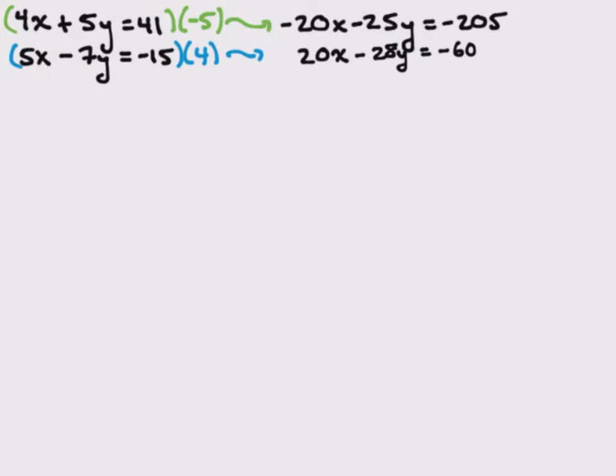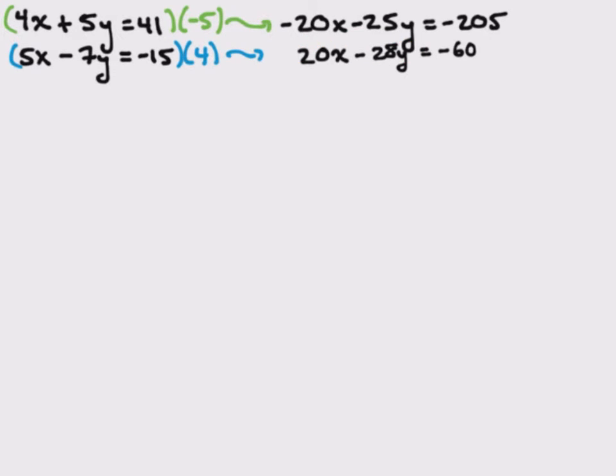All right, so we've got this negative 20x and this positive 20x. And we know that if we add the two together, we're going to get 0, which is great. So we're going to take our first equation and we're going to add negative 60 to both sides of it. On the right-hand side, we're going to actually add the number negative 60. On the left-hand side, we're going to add something that's equal to negative 60, namely 20x minus 28y.